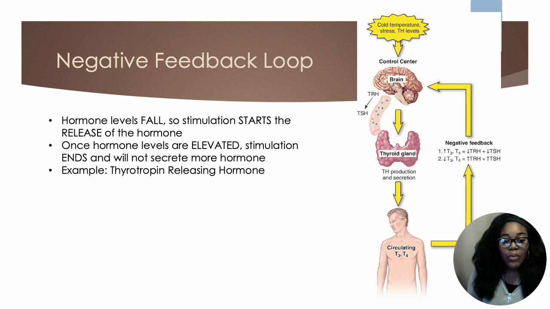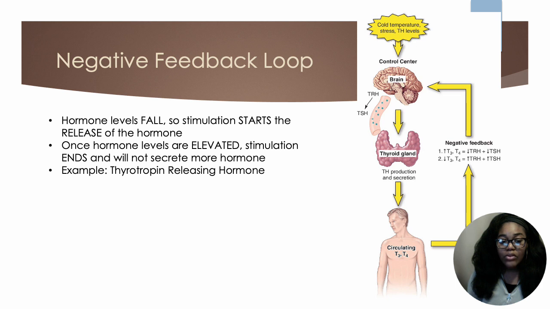So what happens is that when said hormone levels fall, the stimulation starts the release of the hormones. So the body is constantly sensing these levels of our various hormones. And once the body realizes that this hormone is not circulating enough in the body, the hypothalamic pituitary axis is stimulated to produce the hormone, and it works on those target organs that help stimulate the release of those hormones as well. So once the hormone levels are elevated in the negative feedback loop, stimulation ends, and that helps to no longer secrete the hormone anymore.